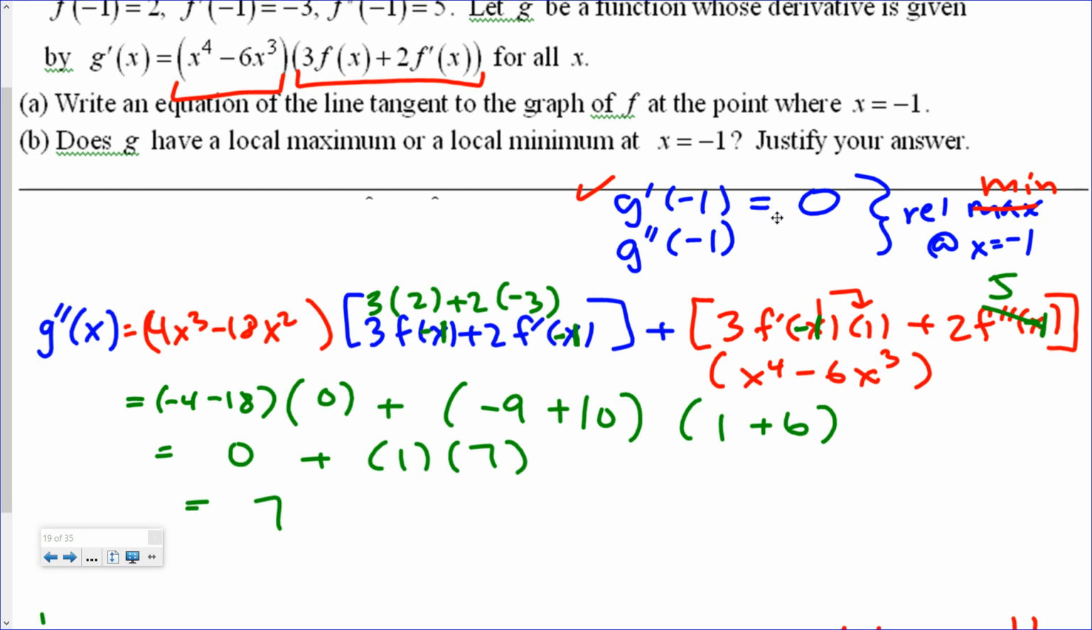It's positive. So what I'll say up here is the first derivative at negative 1 is 0. The second derivative at negative 1 is greater than 0. So therefore, guys, relative max or relative min? Relative min. Use what God gave you at x equals negative 1. And there's my answer and my justification. Pretty nice. The nice thing is you don't have to do number 5 now.